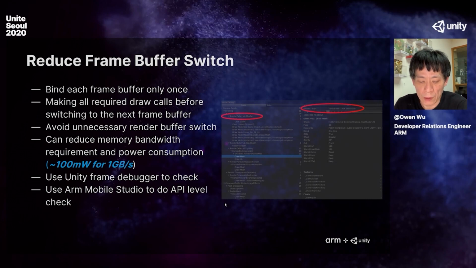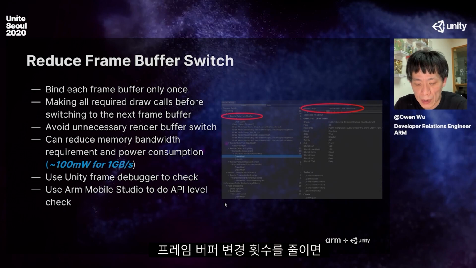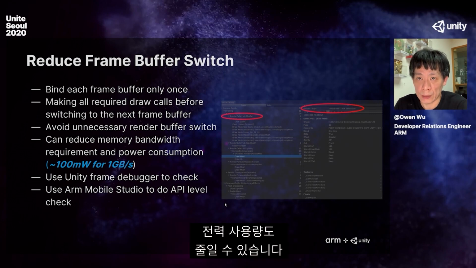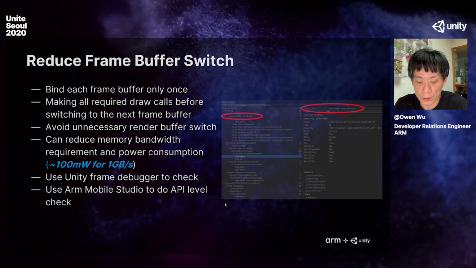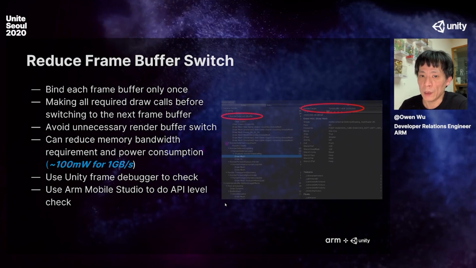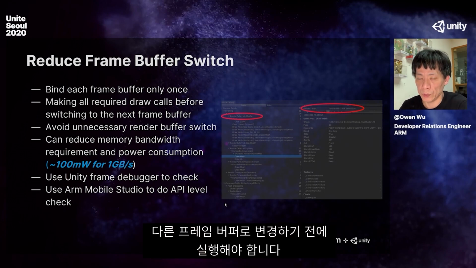So reducing frame buffer switches can also reduce memory bandwidth requirement and get you better power consumption. So remember to render all your required rendering before you switch to another frame buffer.